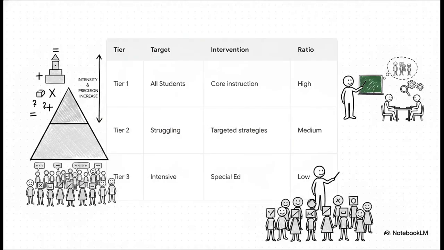In practice, it looks like a progression of intensity. Down in Tier 1, you've got your core, high-quality instruction for all students. That's a high student-to-teacher ratio. But as a student needs Tier 2 or Tier 3 interventions, the group sizes shrink down, sometimes all the way to one-on-one. The instruction becomes highly customized. So basically, as the number of students in a tier decreases, the precision and intensity of the intervention strictly increases.